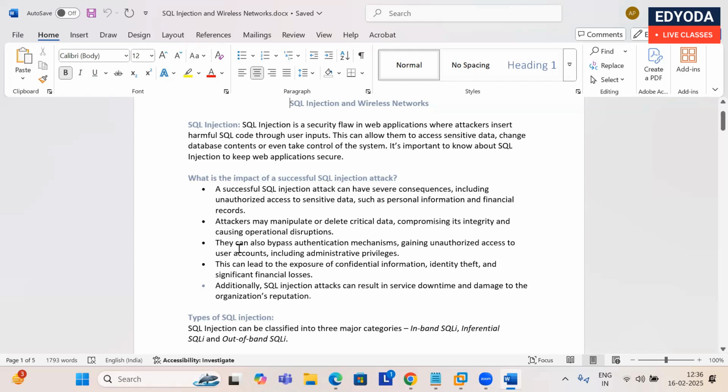of the system. They can also bypass the authentication mechanism, gaining unauthorized access to user accounts, including administrative privileges. This can lead to exposure of confidential information, identity theft, and significant financial losses. Additionally, SQL injection attacks can result in service downtime and damage to the organization's reputation.